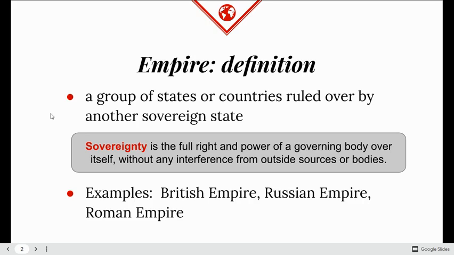Okay, so examples down at the bottom, we have the British Empire. Remember, in world history, Great Britain controlled not only the British Isles, but also India and into Asia and into Africa and the United States at one point, and Canada and Australia, right? They had a huge empire. The Russian Empire, the Roman Empire, these are all examples of one state controlling and ruling over other countries, okay?